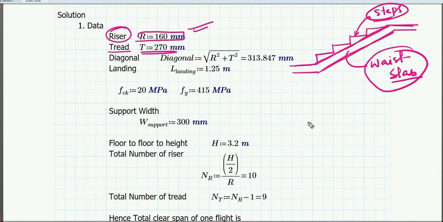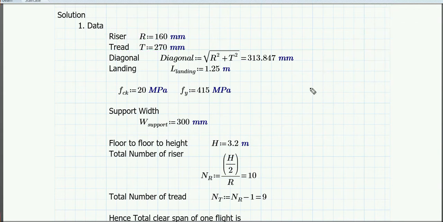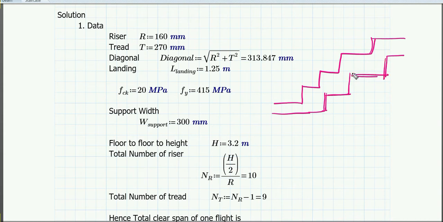There are some other kinds of riser and tread staircases that you can encounter, which are aesthetically more pleasing. It looks something like this. Let me draw it properly. So it is something like this. There is no waist slab. From the soffit it looks like a zigzag pattern. The riser and treads are there but there is no waist slab. So this kind of staircase is also there.